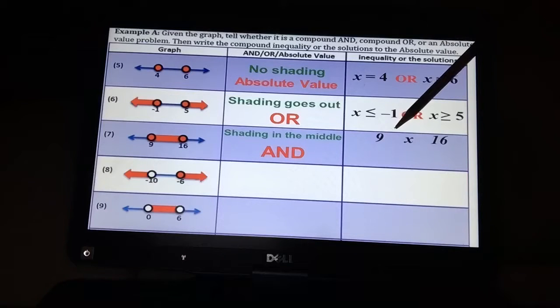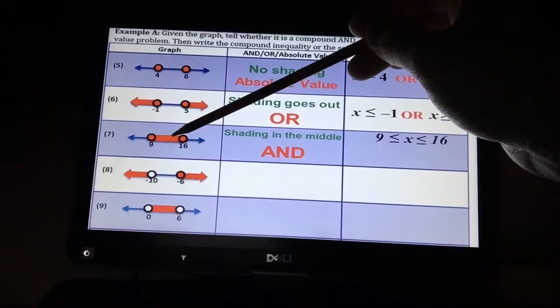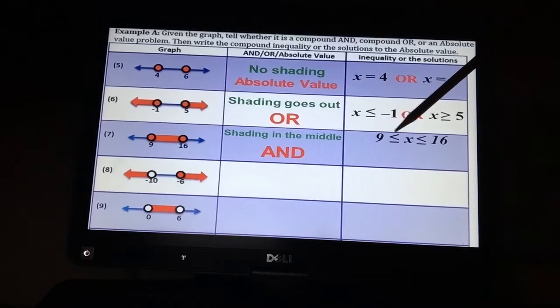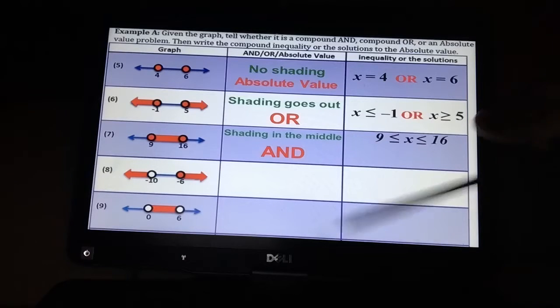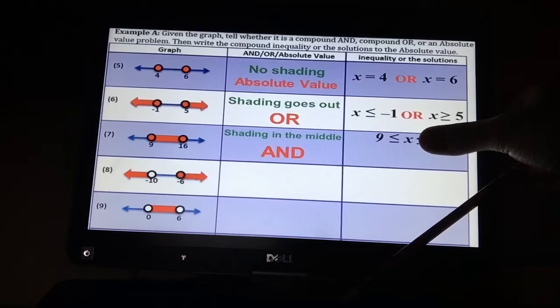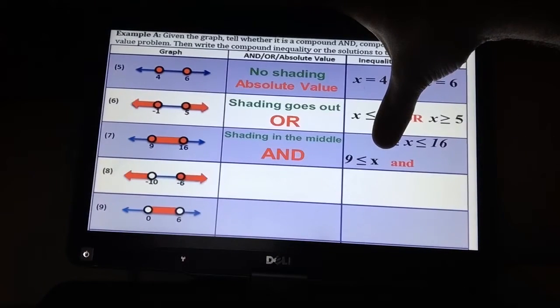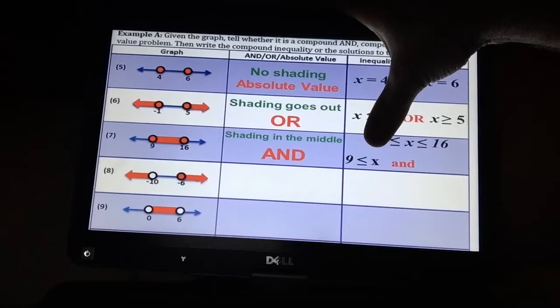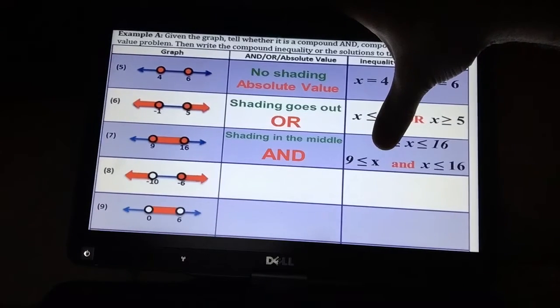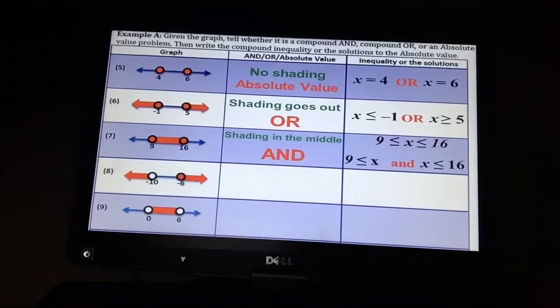Now, because it's an and problem, we know that they're both going to be less than or equal to, because the number in this shaded region would be like 10. 9 is less than 10, and 10 is less than 16, okay? Now, say that you wanted to write this with the and showing. If I cover this up, you can see that we have 9 is less than or equal to x. That's the first part. And if I cover this up, you can see that x is less than or equal to 16. So that's how it would look if it was split. Okay? All right, we'll do number 8 together as well.